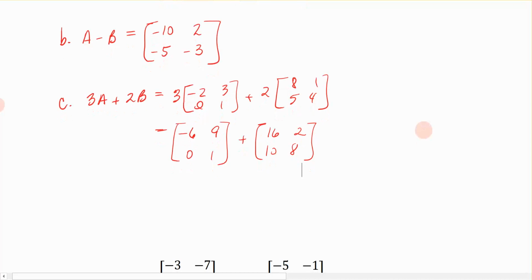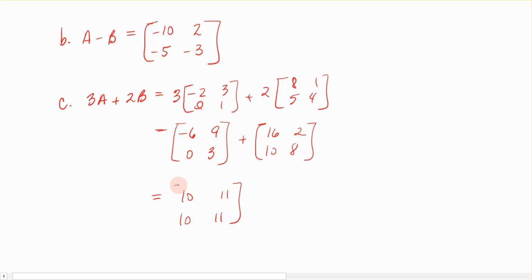Now we can finish our operation by adding my new matrix on the left with my new matrix on the right. So each position is added to its corresponding element. So negative 6 plus 16 would be 10. 9 plus 2 is 11. 0 plus 10 is 10. And 1 plus 8, I didn't multiply right, did I? Oh, I hope you caught me in that. This should be 3 times 1, which is 3. So 3 plus 8 is 11.